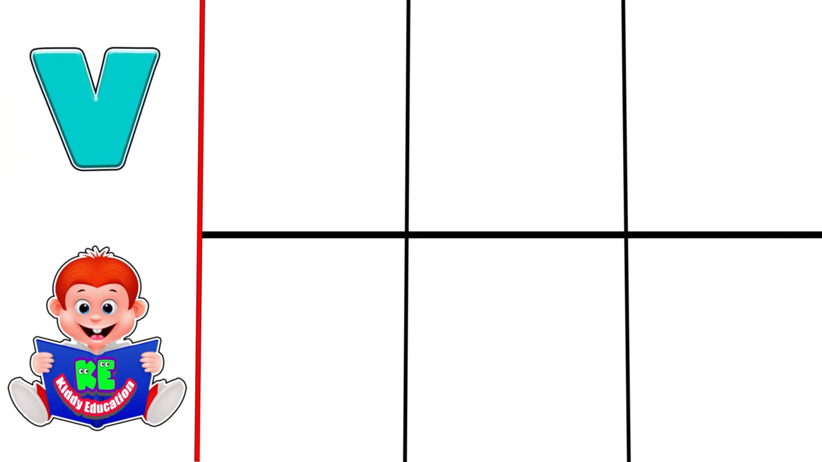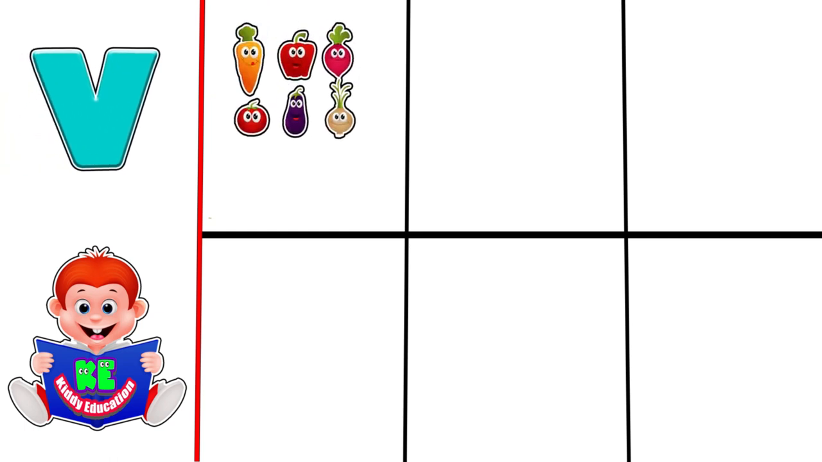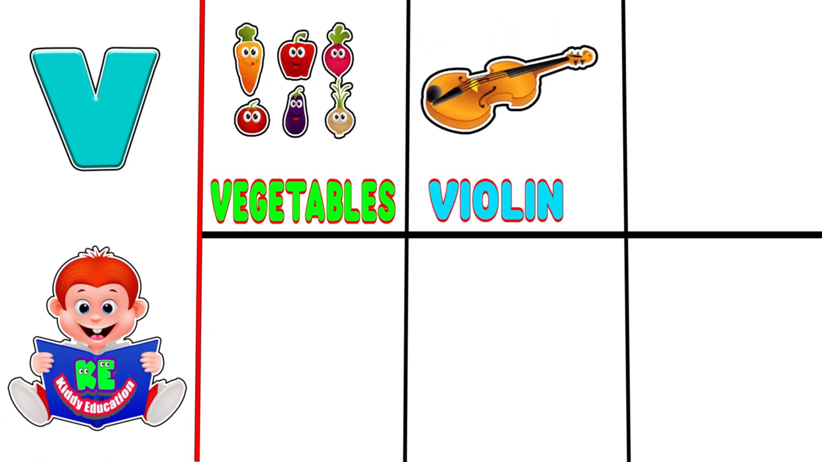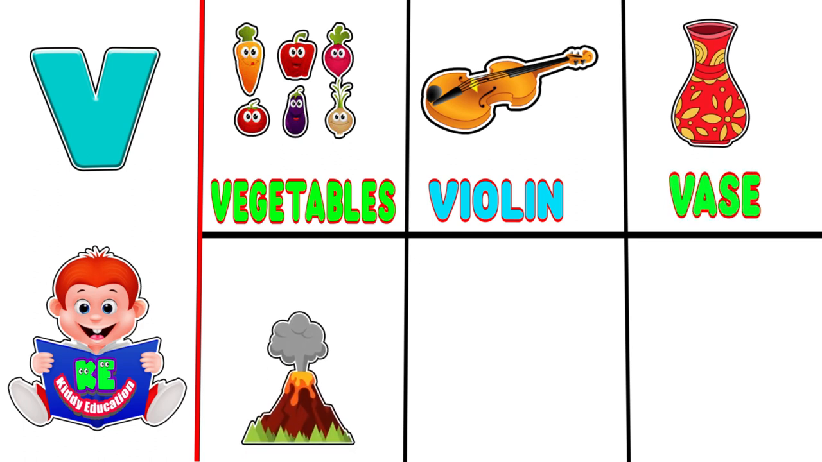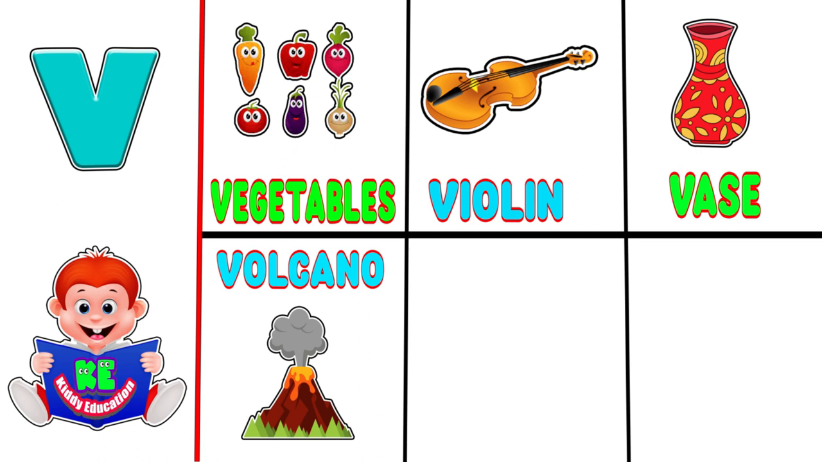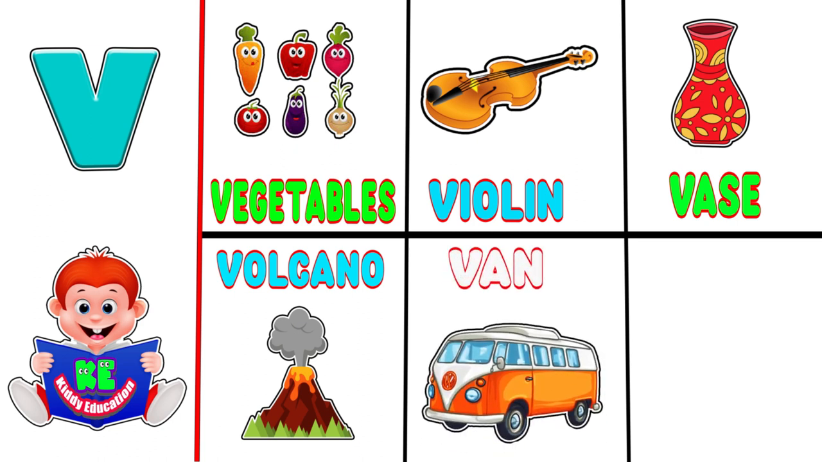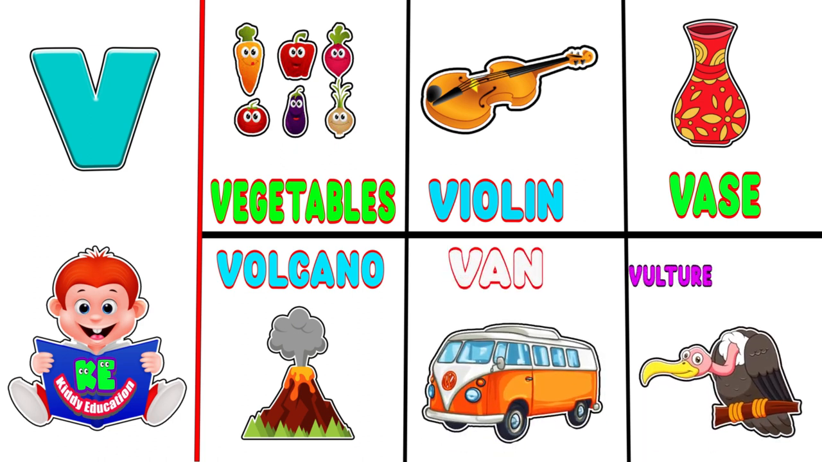V. V is for vegetables. Violin. Vase. Volcano. Van. Vulture.